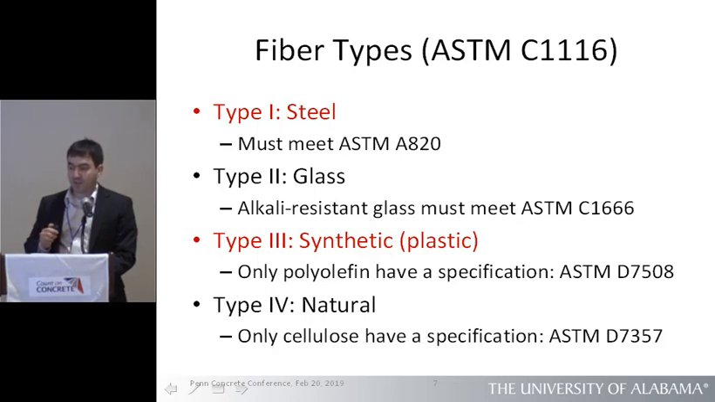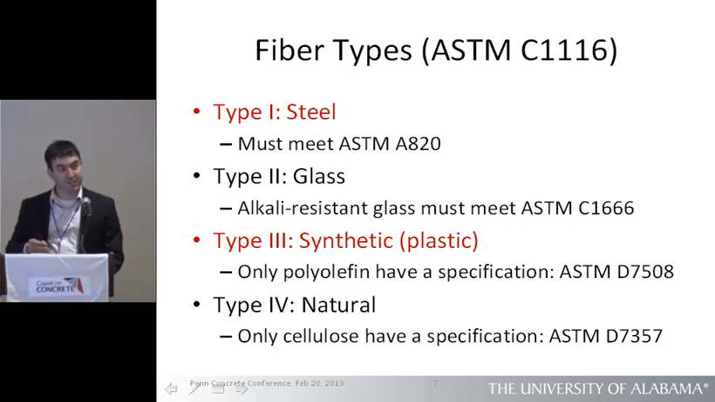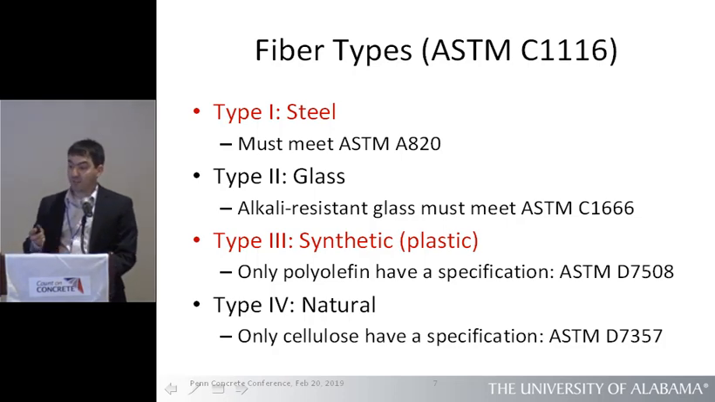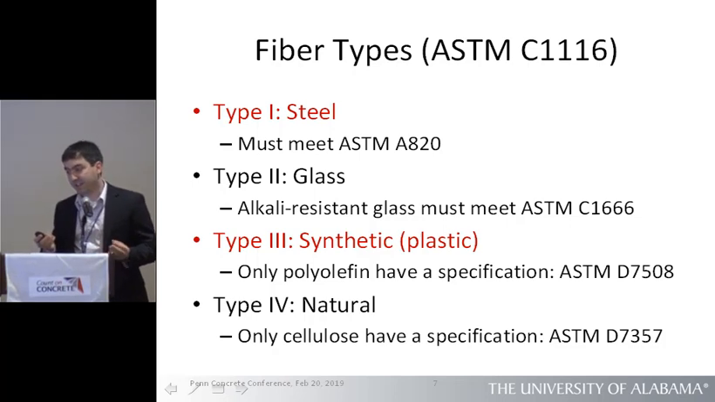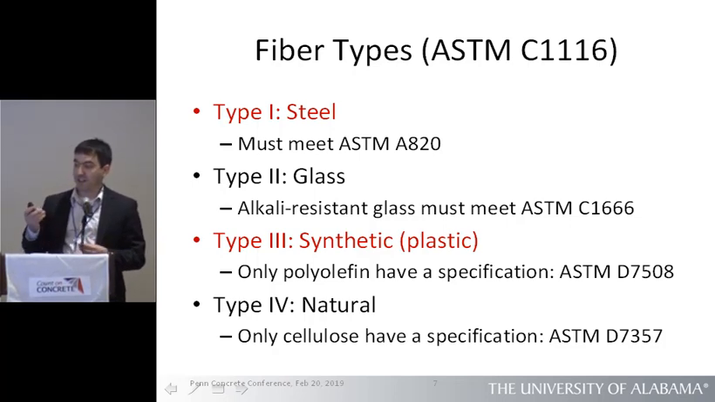But the steel fibers must meet a separate ASTM standard, A820, and for the plastic or synthetic fibers, there's a whole wide range of plastic materials, but the only ones that are specified are polyolefin fibers, and that's in ASTM D7508. And polyolefin is essentially anything that has ethylene or propylene in it. So polypropylene or polyethylene plastics, those are both olefins, and so that is a polyolefin type of fiber.